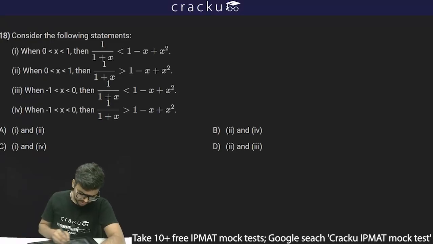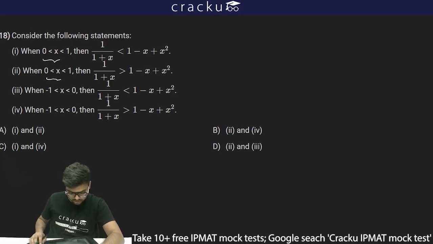The next question is given. Consider the following statements. When x is between 0 to 1, 1 upon 1 plus x is less than 1 minus x plus x square. When x is 0 to 1, then if this is possible, then x is minus 1 to 0. And when x is minus 1 to 0, which of the following statements is true, we have to find out.